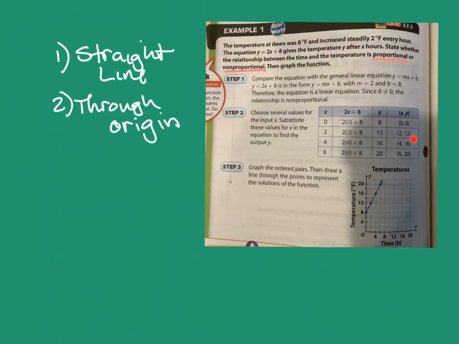When x is 2, y is 12. When x is 4 and you plug it in, you get 16. For input 4, output 16. When x is the input of 6, you put it through the equation. 2 times 6 is 12 plus 8 is 20.